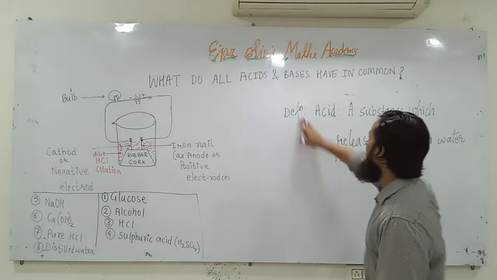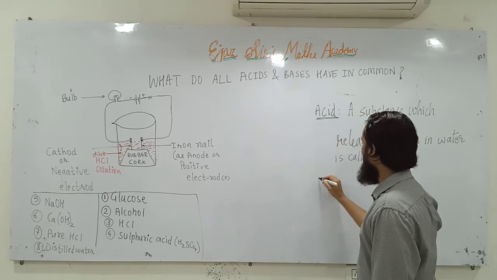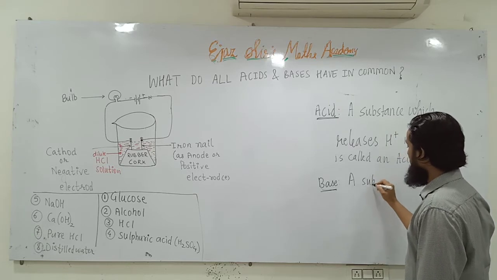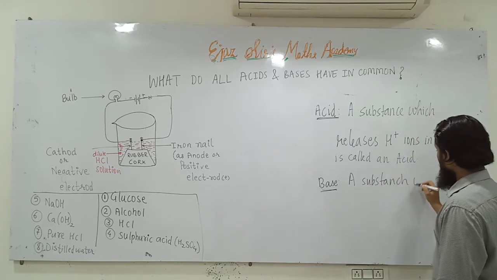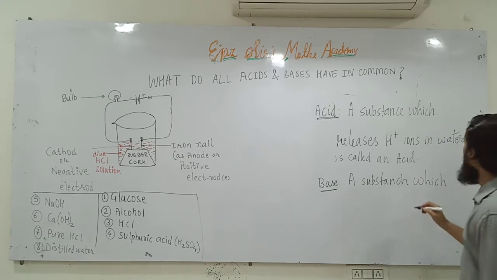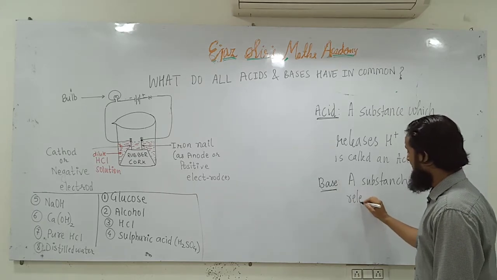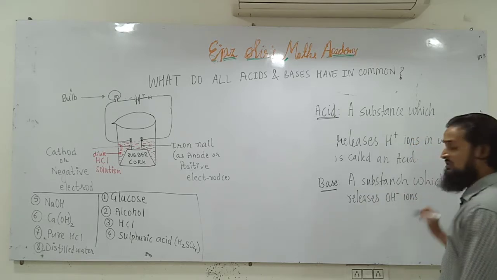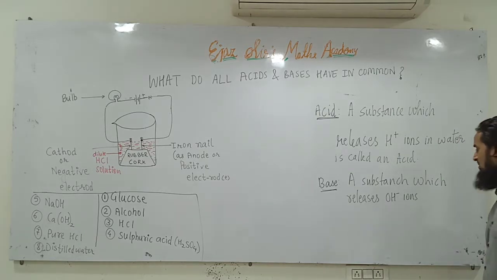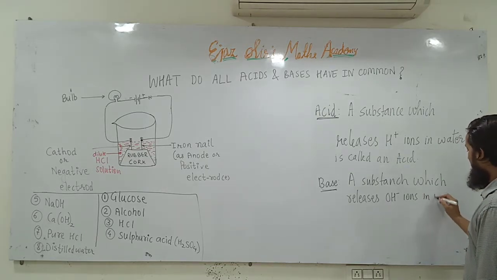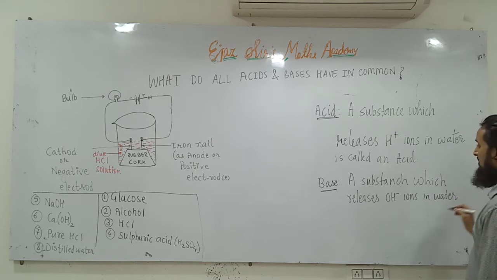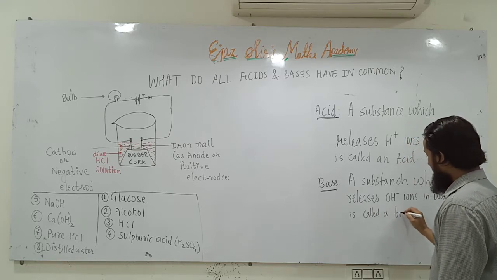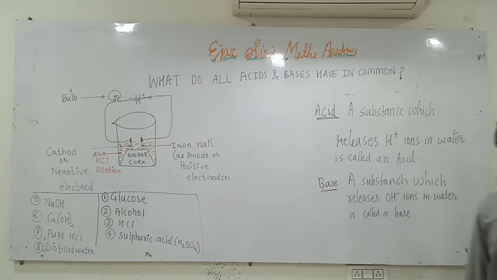What is the definition of a base? A substance which releases OH negative ions, hydroxyl ions, in water is called a base. This definition was given by Arrhenius.